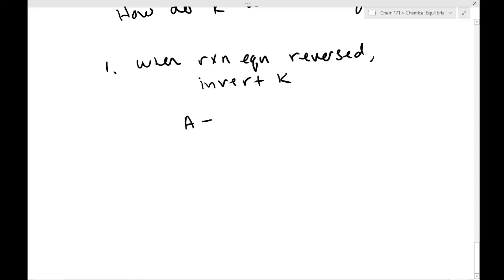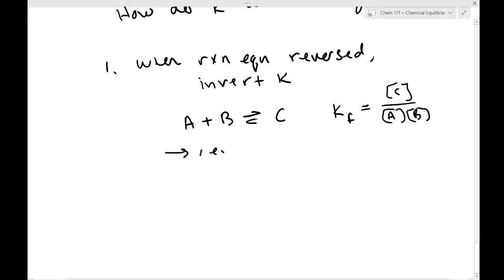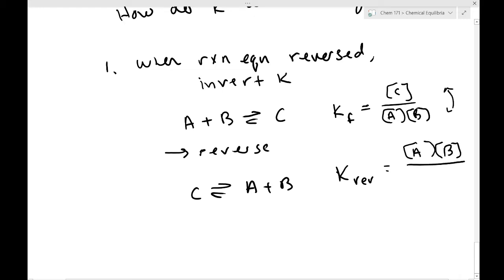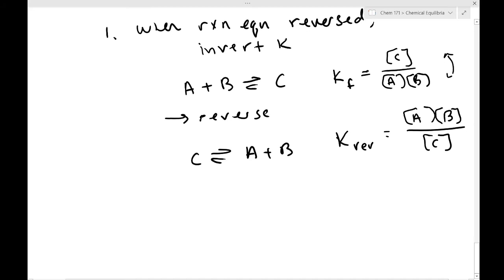So if we have some reaction A plus B goes to C, the K for the forward reaction, we'll just call this F, is equal to products, C, over reactants, A B. Now if we reverse the reaction, now we have C goes to A plus B. So the reverse equilibrium constant must just be this inverted, because now the products are A and B over C. So K is just inverted when a reaction equation is reversed.